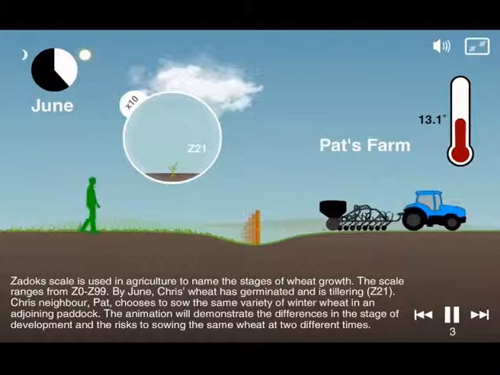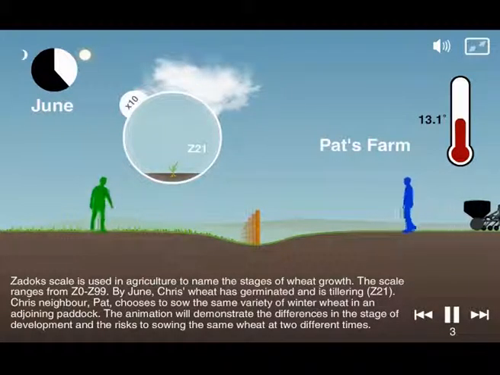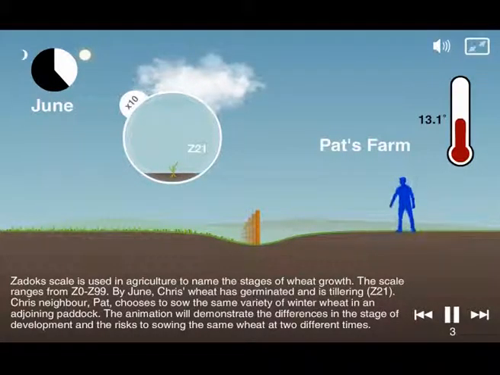The Zadok scale is used in agriculture to name the stages of wheat growth. The scale ranges from Z0 to Z99. By June, Chris's wheat has germinated and is tillering with a Z21.